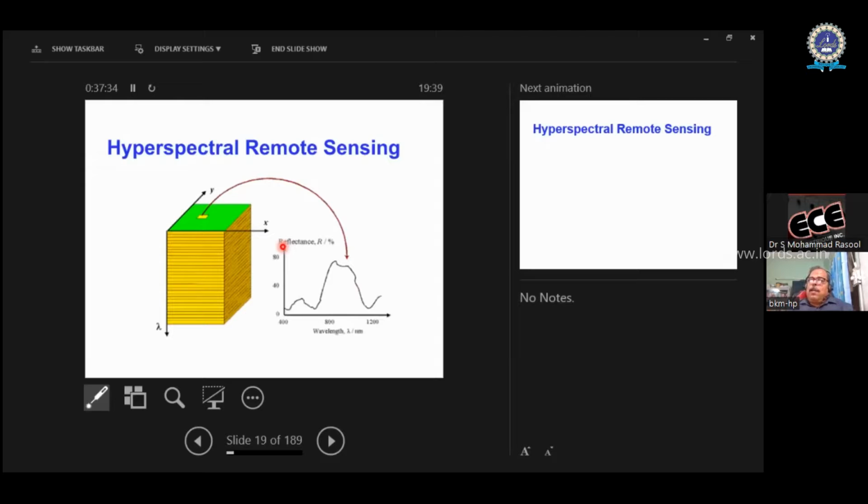So one of the areas of remote sensing that deals with this kind of high spectral resolution is called hyperspectral remote sensing. So each 10 nanometer wavelength provides you one image of the same area on the ground. So if you take any one pixel and see its values in all the wavelengths, then you can plot it like a curve like this.